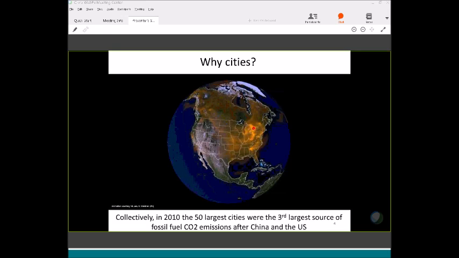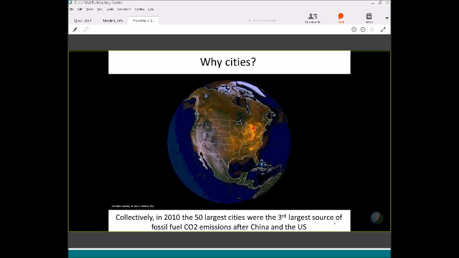And if you watch, you'll see puffs being emitted from all the major urban areas and the power plants that feed those urban areas. In fact, in 2010, the 50 largest cities collectively generated enough fossil fuel CO2 to make them the third largest emitter behind China and the U.S. And there's some double bookkeeping there because some of the largest cities are there, but you get the idea.